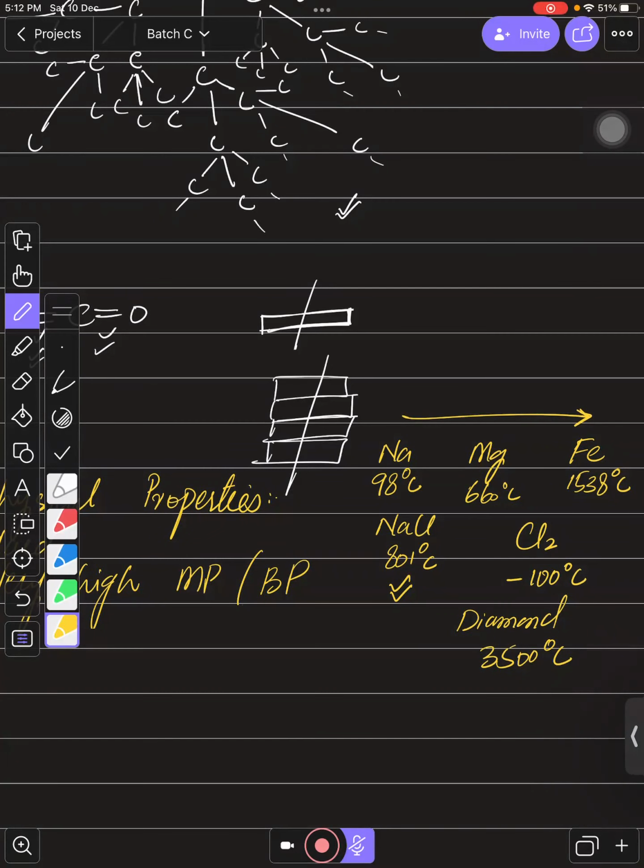Right, sir. Yes. Sir, allotropes की chemical properties same रहती है ना? Allotropes की chemical properties बिल्कुल same रहती है because the elements are same, so the chemical properties are also same, right?